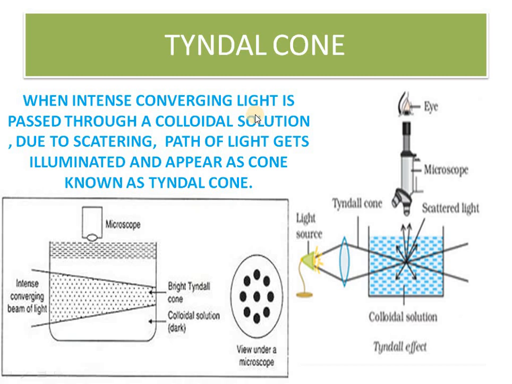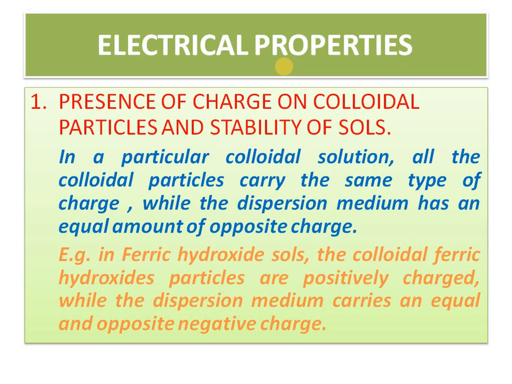Next, this is the diagram which we are talking of, that the microscope would be at 90 degrees to the light passed, and in this view of the microscope, small dots would be there, representing the dispersed particles. So when an intense converging light is passed through a colloidal solution, due to scattering, the path of light gets illuminated and appears as a cone. So see that the light was passed, and it is appearing as a cone, so that is also known as the Tyndall cone.